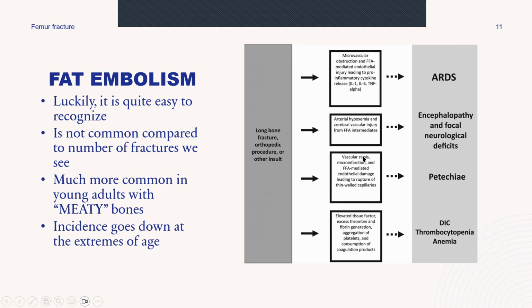Now, the petechia in this case are due to vascular stasis, microinfarction, also your endothelial damage, all right, that takes place, and it ruptures those thin wall capillaries, and then you get DIC, thrombocytopenia, and anemia, and these are due to the factors stated here, all right. It's quite an interesting pathophysiology when you go through it. But the most important thing to remember is you have a patient with a femur fracture or long bone fracture, is confused, can't breathe, you look for petechia and you look for bleeding, and you've got fat embolism.